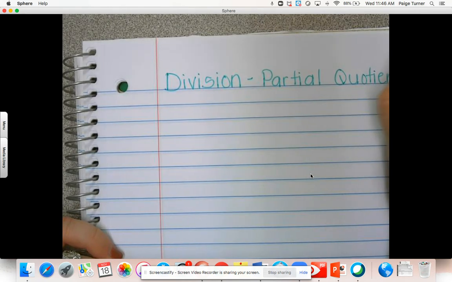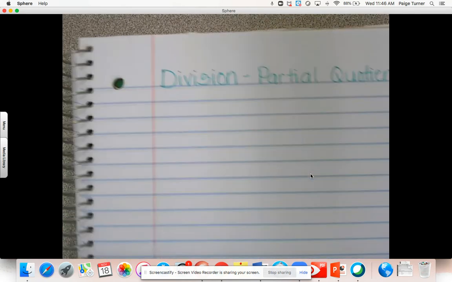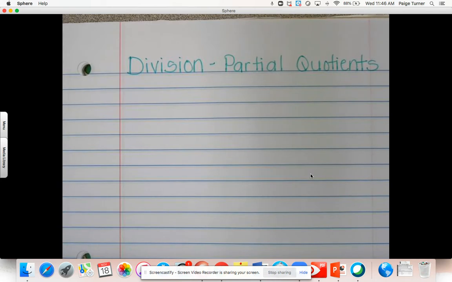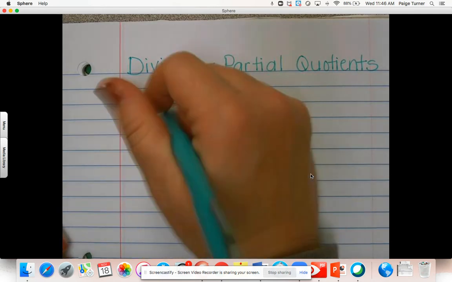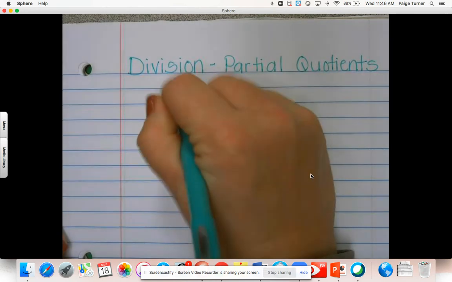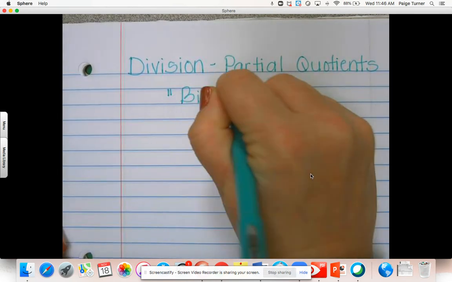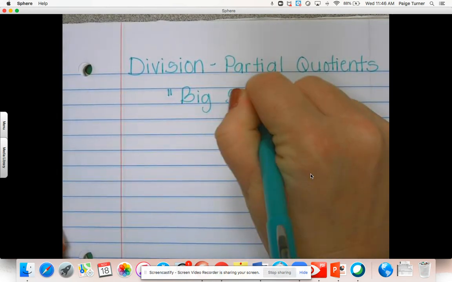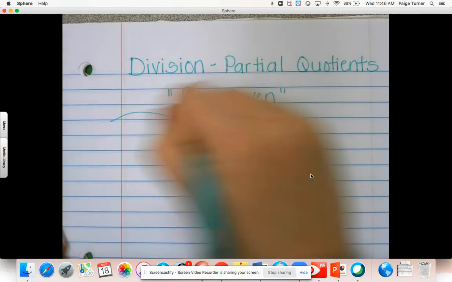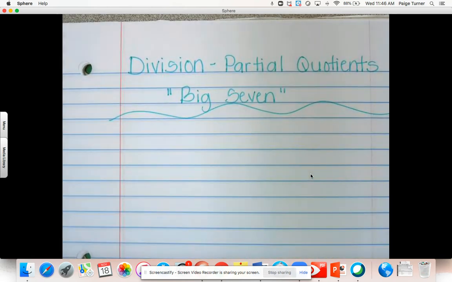Partial quotients, okay? And just like when I showed you how to do multiplication with partial products and we gave it a nickname, we call it the box method, we also have a nickname for this strategy as well. When you're dividing and you're using this strategy called partial quotients, sometimes we call it the big seven. The big seven, and you'll see why we call it that very soon.